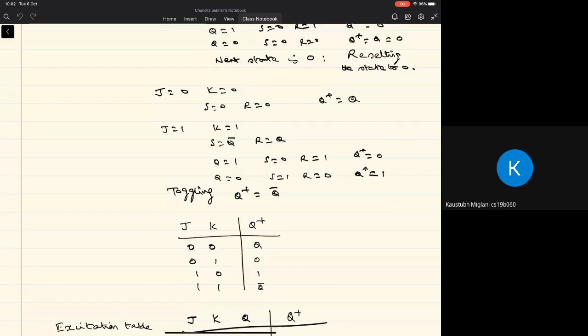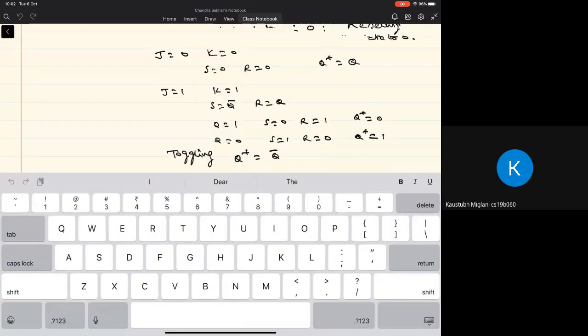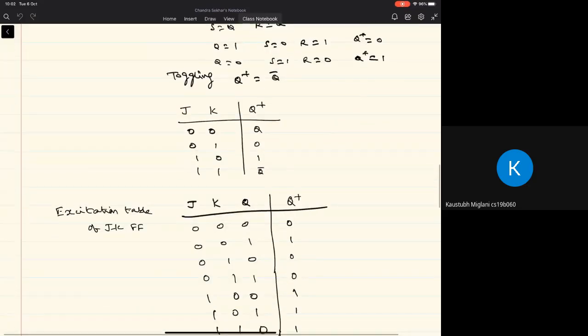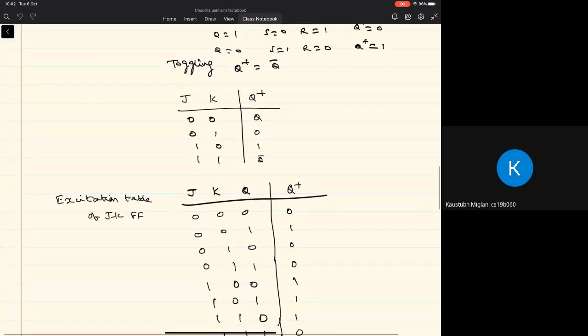We can present these operations in the form of a table, where the inputs are J and K, and the next state is expressed in terms of the current state. If JK is 0,0, Q plus is equal to Q, that is, no change in the state. If JK is 0,1, Q plus is going to be 0 irrespective of the current state. If JK is 1,0, Q plus, that is the next state, will be 1 irrespective of the current state. And if JK is 1,1, then Q plus will be the complement of Q.